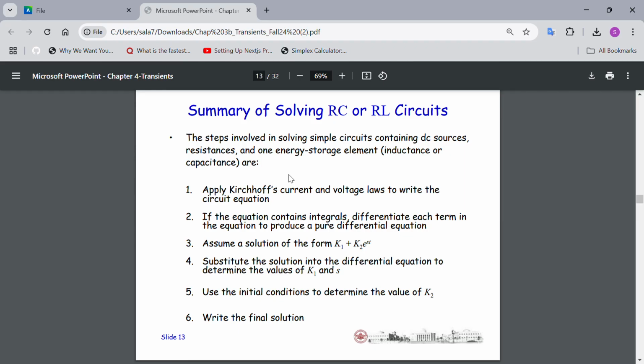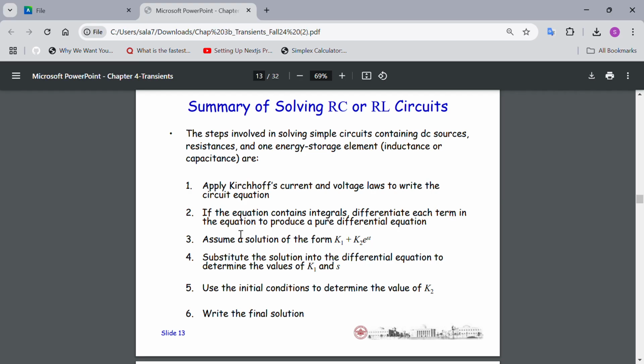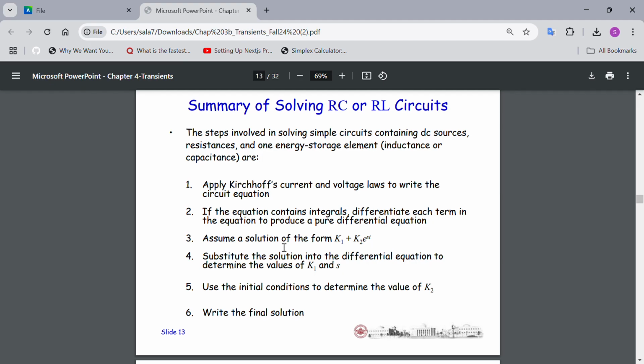Then we assume a solution of the form k1 plus k2 e to the st. Then we substitute the solution into the differential equation to determine the values of k1 and s. Then use the initial conditions to determine the value of k2. So k2 can be determined using the initial conditions, which are v of 0 and v of infinity. And then we write the final solution.